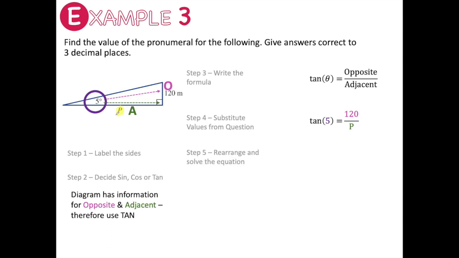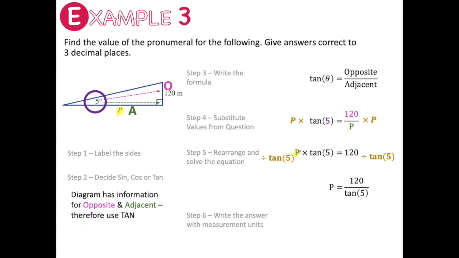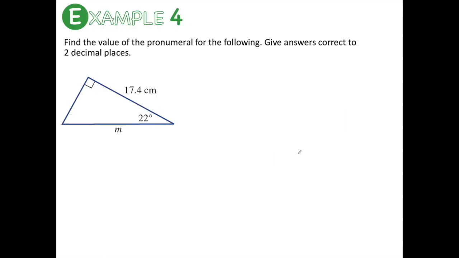So rearranging it, I need to start off by multiplying both sides by P. That leaves me with P times tan of 5 is equal to 120. I still haven't got P by itself this time, so what I need to do is divide both sides by tan 5. So P is going to equal 120 divided by tan 5. And this is the value that I can enter into the calculator. Once I've entered that into the calculator, I can write my answer. So P is going to equal 1,371.606 meters.